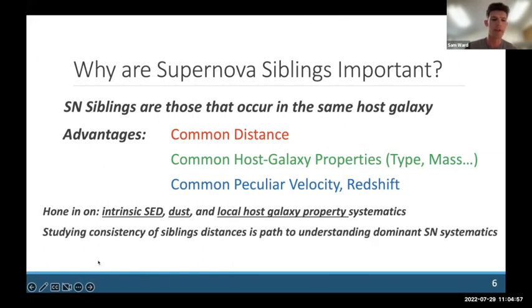And the big picture here is that studying the consistency of individual siblings' distance estimates is a path towards understanding the dominant contributions towards the total intrinsic scatter in your Hubble diagram.